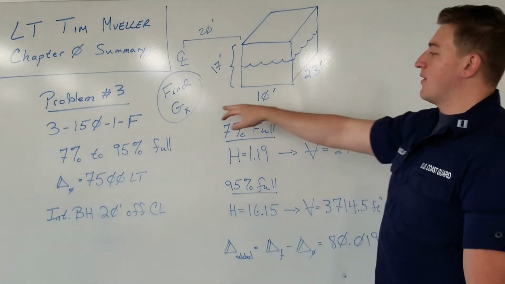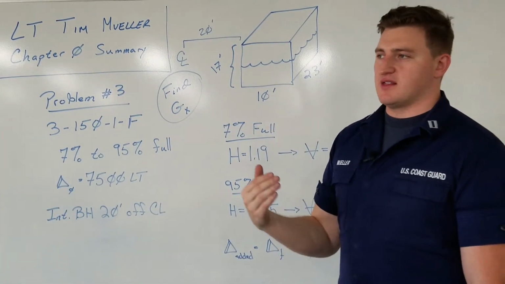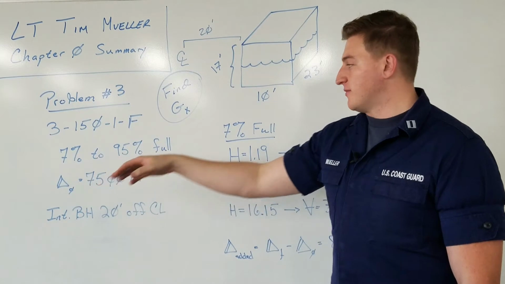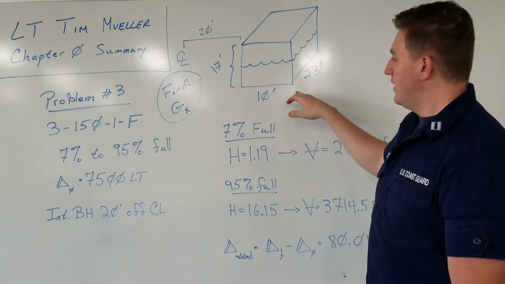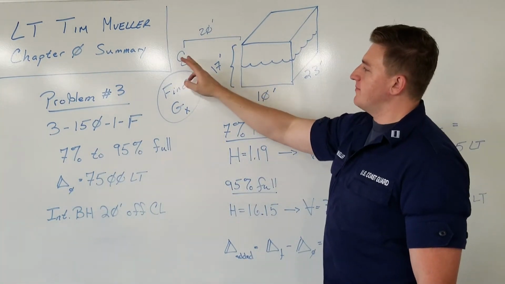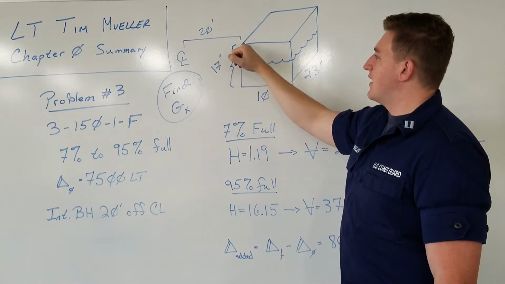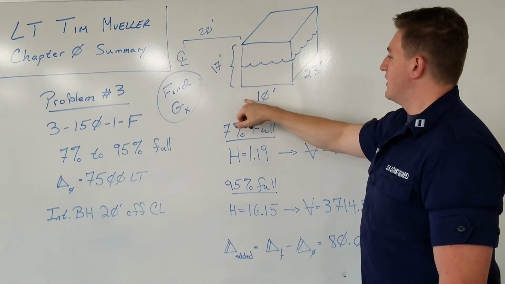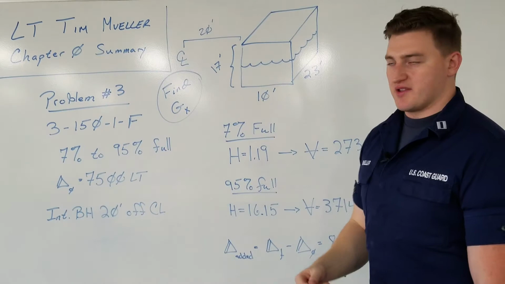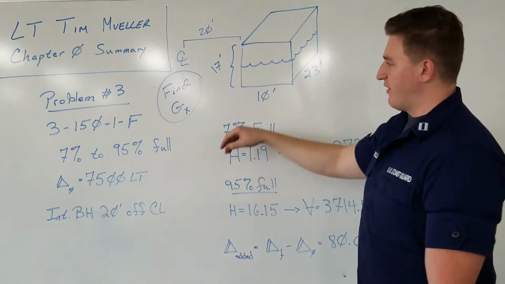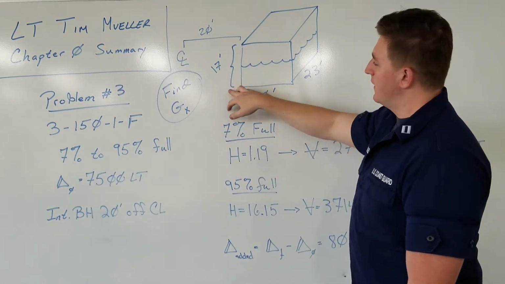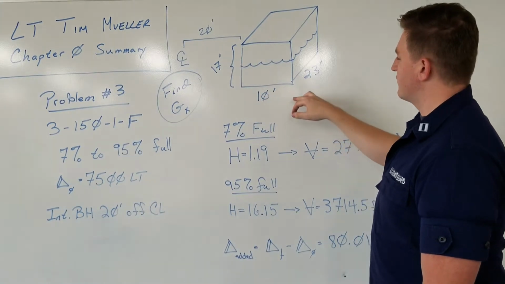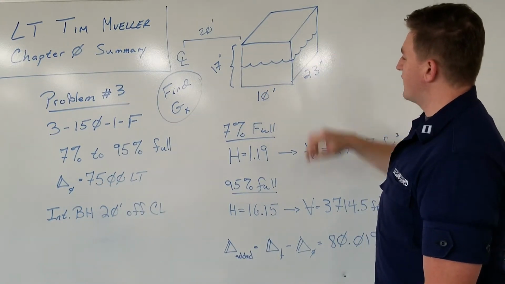So to draw it, we want to find how far the center of gravity moves in the horizontal direction, or GX. So here we have the center line of the ship, right over here. The interior bulkhead is 20 feet away. Then we were given the dimensions of this fuel tank. We're going to assume it's completely rectangular, 17 feet high, 10 in width, and 23 in length.